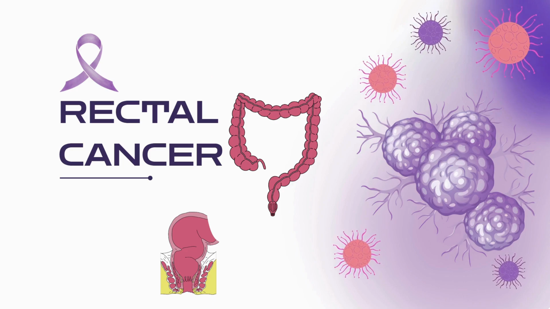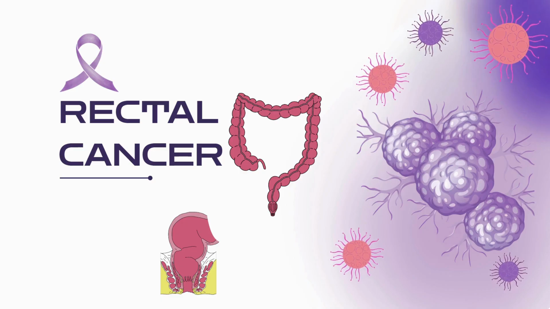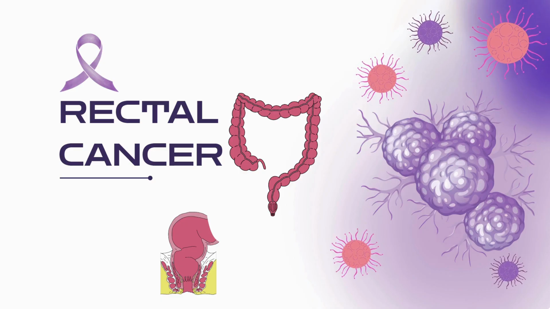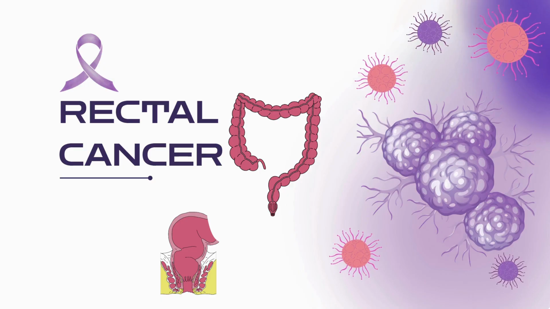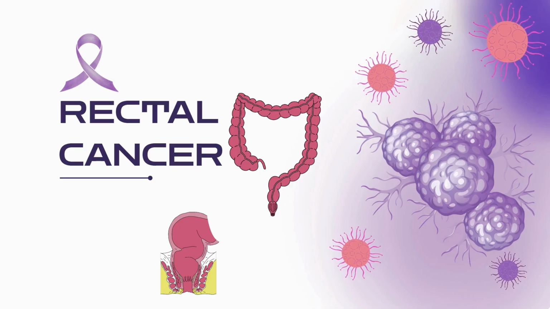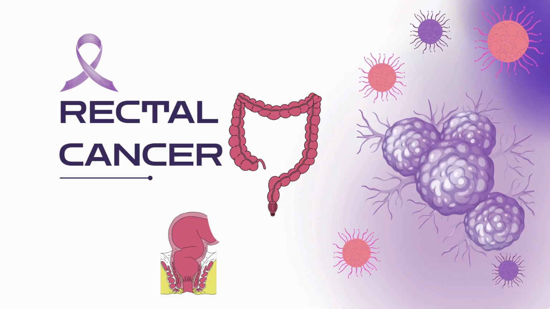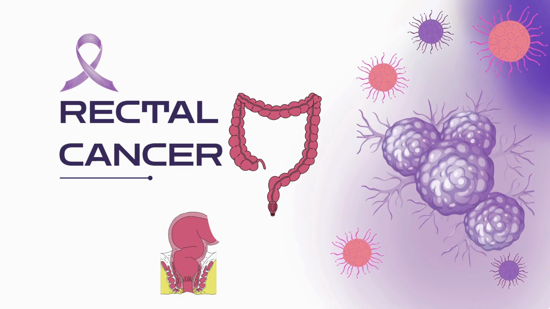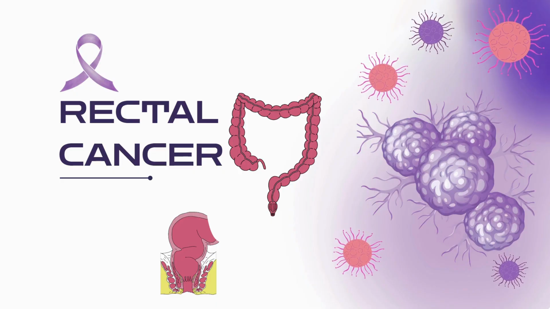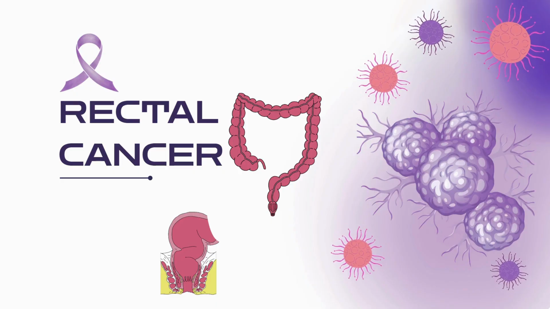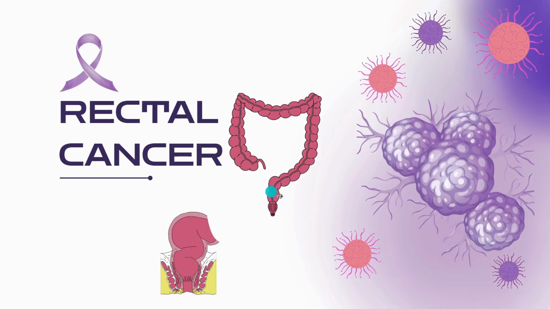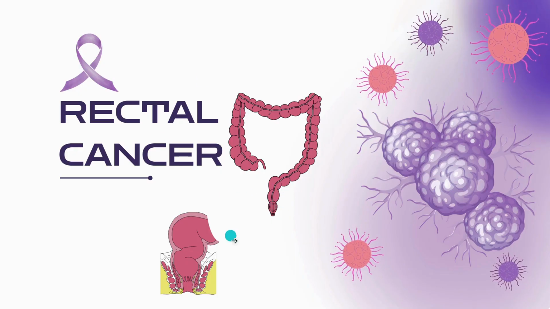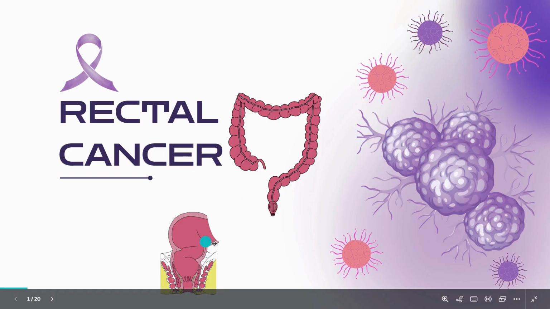Today's topic is rectal cancers. Rectal cancer is a malignant tumor arising from the rectum, which is the terminal portion of the large intestine. Located above the anal canal, it is one of the most common colorectal malignancies and contributes significantly to cancer-related morbidity and mortality worldwide. This is a rectum over here. We can see over the enlarged images over here. So the tumor arises mainly in this region.